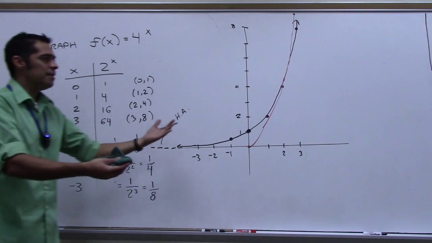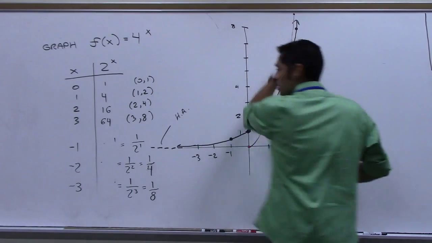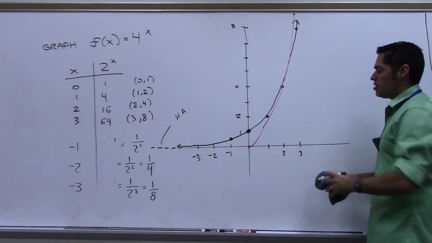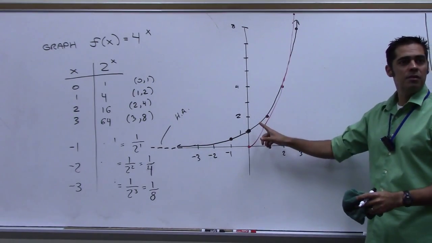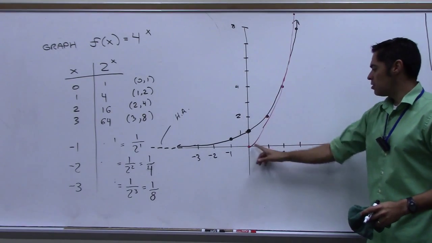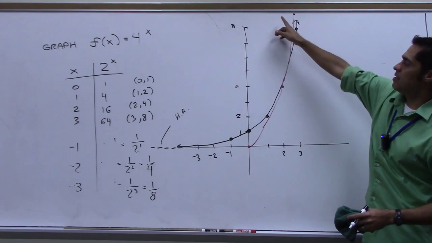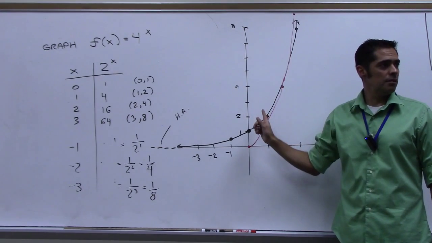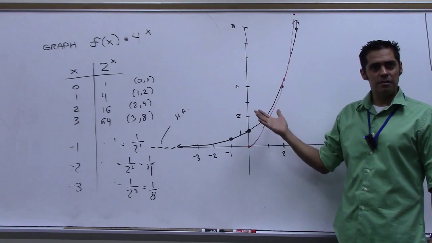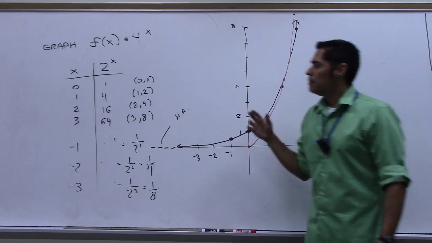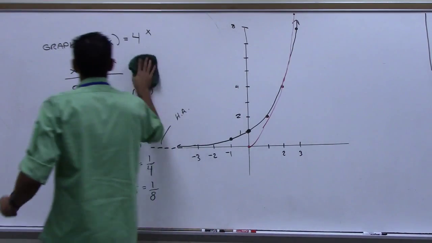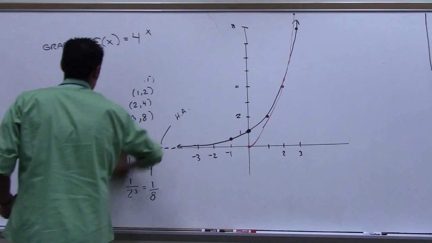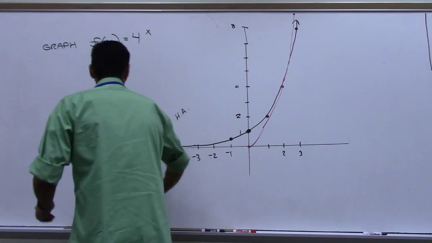And when you graph it, you're still going to get this general shape, but your points are going to be at different places. So at 1, you'll be up here at 4. At 2, you'll be at 16. So it would actually grow even faster than this one, wouldn't it? Understand? So let's write something down here just to summarize what we've done so far.